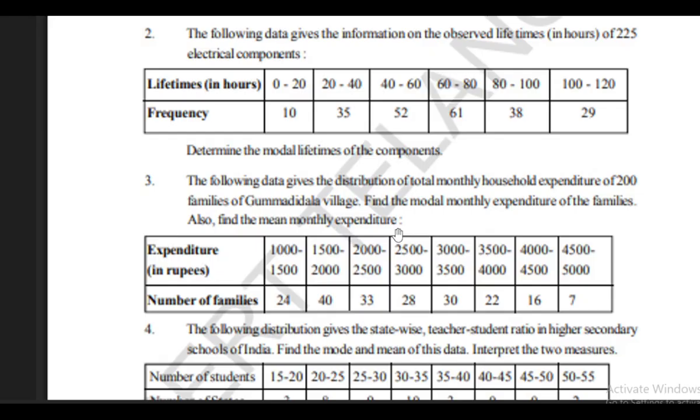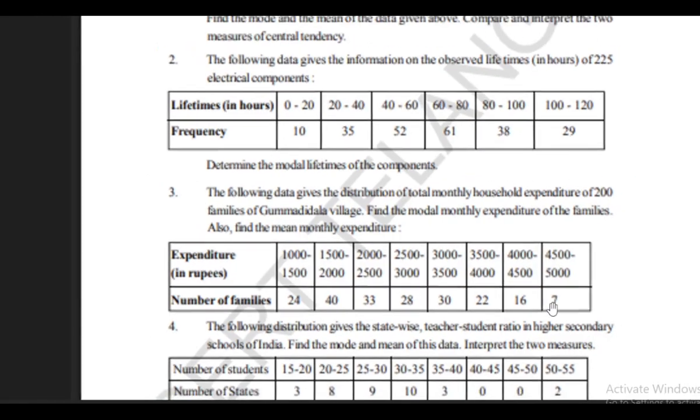Expenditure in rupees, number of families. 1000 to 1500 rupees, 24 families. 1500 to 2000 rupees, 40 families. 2000 to 2500 rupees, 33 families. 2500 to 3000, 28 families. 3000 to 3500, 30 families. 3500 to 4000, 22 families. 4000 to 4500 rupees, 16 families. 4500 to 5000, 7 families.